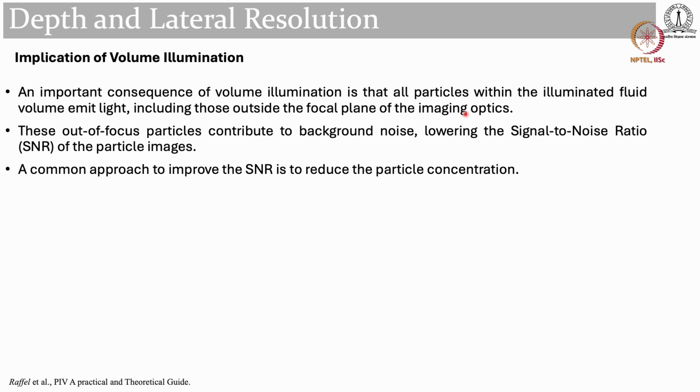So one has to be very careful while processing their data and understand this concept of SNR. A commonly used approach to improve the SNR is to reduce the particle concentration, or if possible you can reduce the intensity of the light a bit, but that doesn't help much. Another thing is you can also reduce the depth of your test section, but that is not possible all the time, because you are performing an experiment which requires a certain depth of your channel. So normally the best way is to reduce the particle concentration a bit, and then look if your SNR comes in an acceptable range.